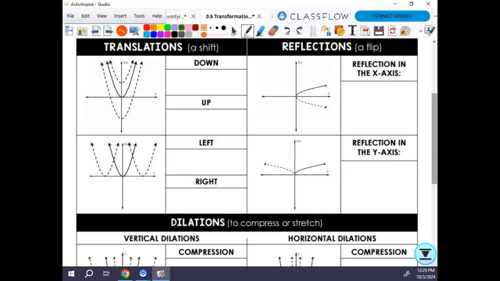All right, so our translations, we know that's where we shift it up, down, left, and right. So if I'm going to shift the function up or down, then that is affecting it vertically, which means it would look something like this: f of x minus k, or f of x plus k.